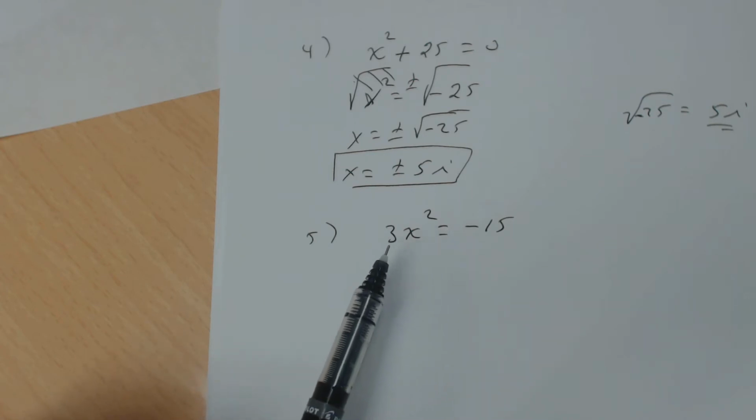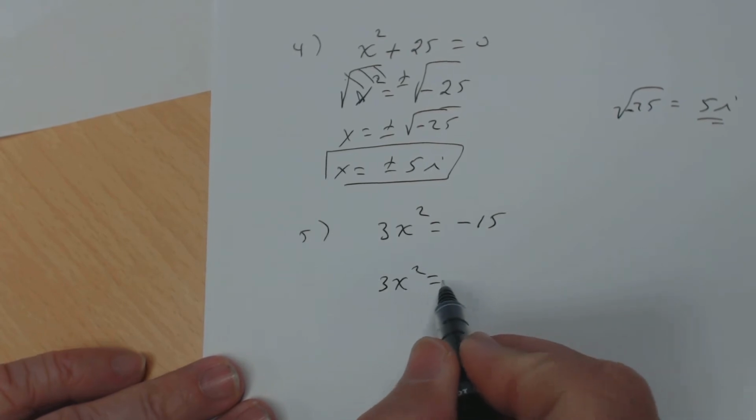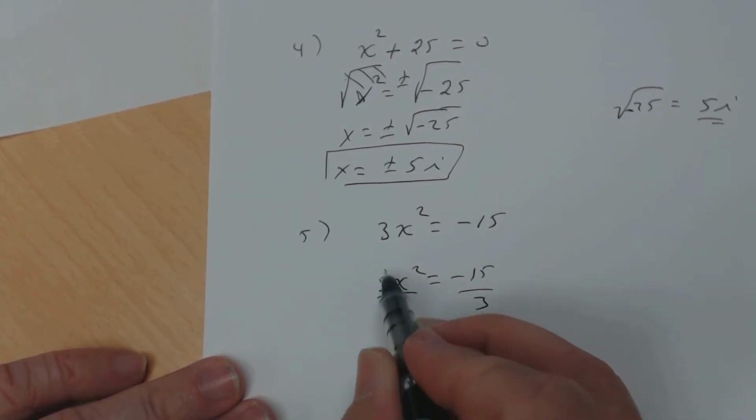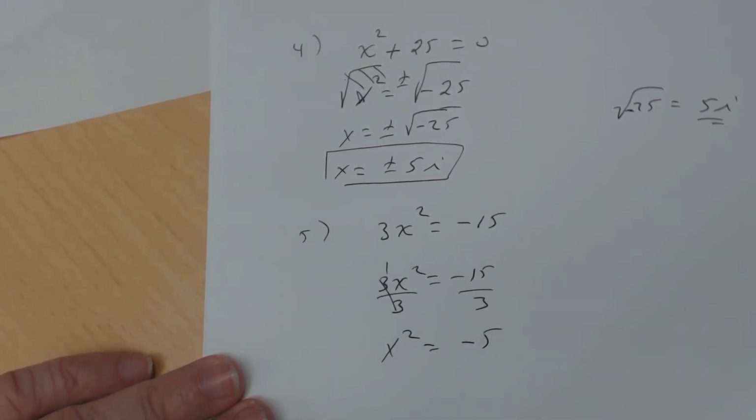So first thing we're going to do is divide both sides by 3. So I'm going to go ahead and rewrite this. You divide both sides by 3. 3 divided by 3 is 1. 1 times x squared equals, and that's going to be negative 5.